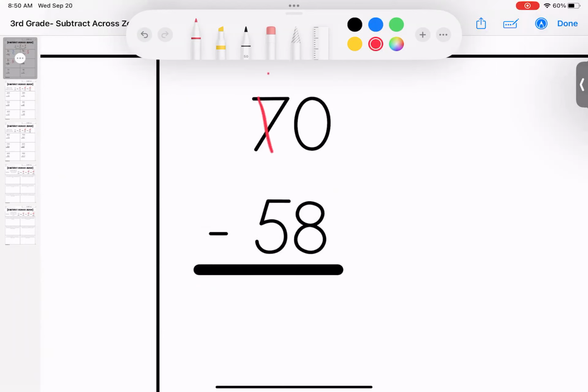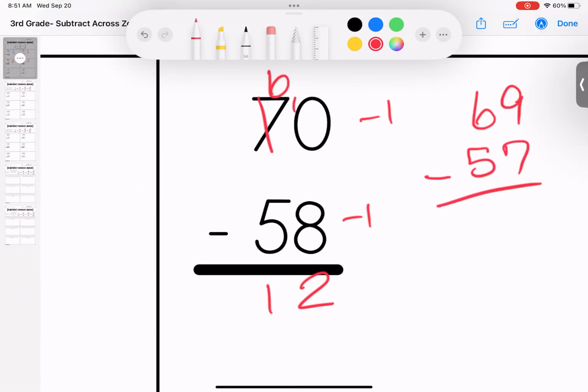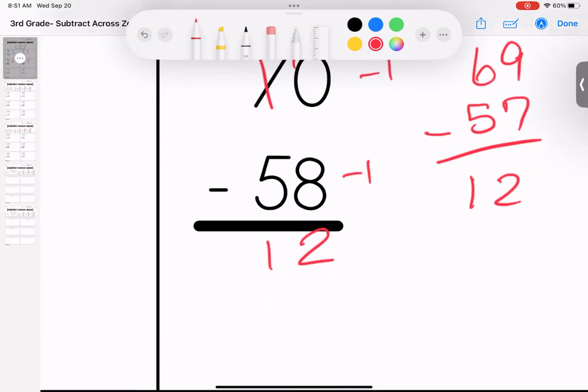Over here, 7 becomes a 6, and I give my 0 10 ones. 10 minus 8 is 2. 6 minus 5 is 1. If I take 1 from each, I end up with 69 minus 57, which still gives me my 12.